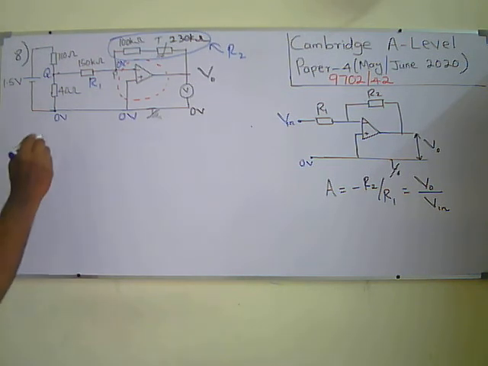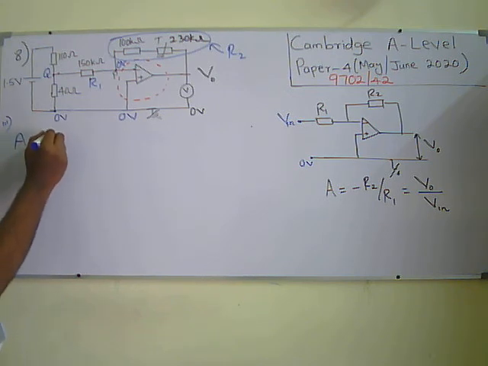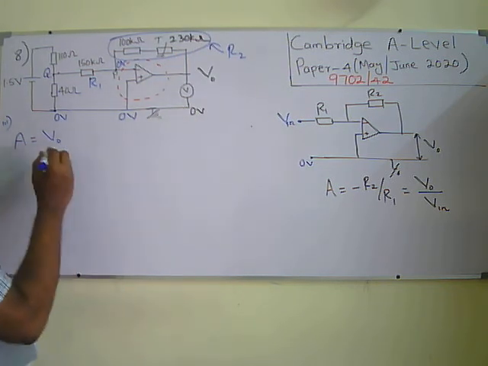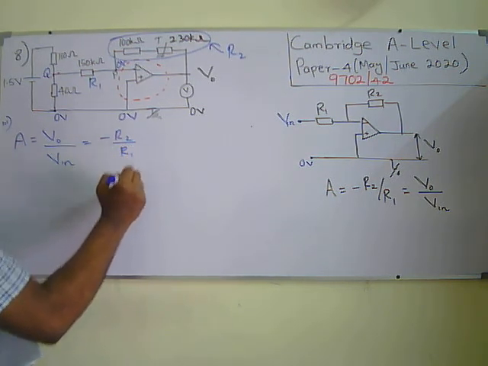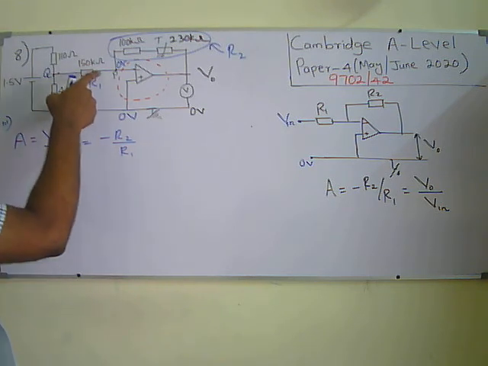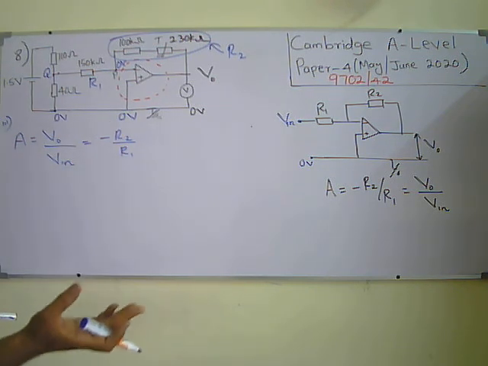So to find V out, I can use the voltage gain. I'm now answering the third part, the B part. The gain is equal to V out, the voltage across the output terminal and the earth, over V in, equal to minus R2 over R1, the standard equation. It's going to be negative because the input is given to the inverting terminal. I don't need to consider the negative sign in the calculation, because we know we are applying the input to the inverting terminal.